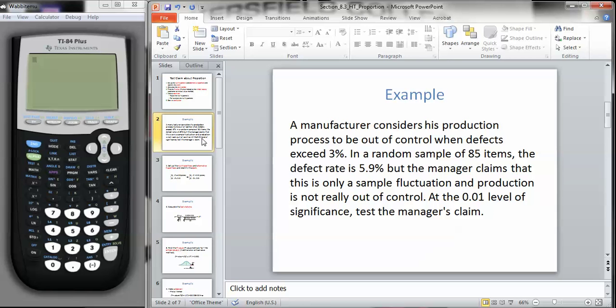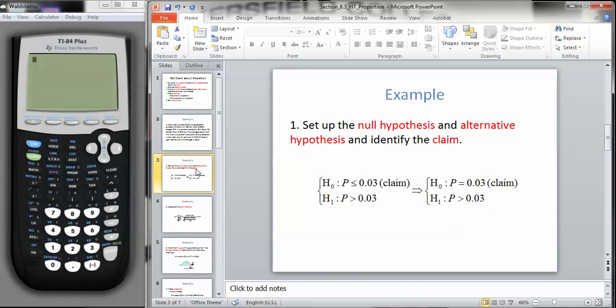So the manager's claim is that the defect rate is not really out of control. In other words, it means the defect rate does not exceed 3%, or equivalently, the defect rate is less than or equal to 3%. So we can put that into our hypothesis. Because the manager's claim is that the defect rate is less than or equal to 0.03, and it contains equality, we put that under the null hypothesis. And the alternative hypothesis will be the complement of that, which is p greater than 0.03.